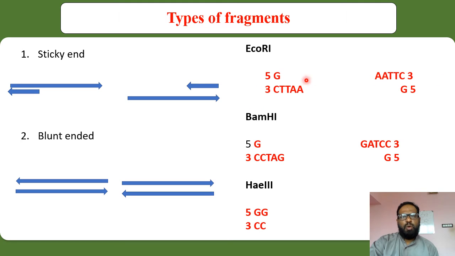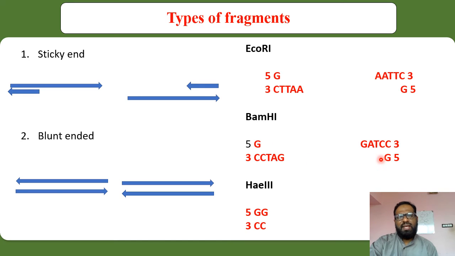If both of them come together, then this A will make a hydrogen bond with this T, and this T will make a hydrogen bond with this A, and you can find that it will again completely seal with each other. In the same way, take the second example, BamH1. Here also you can find another example of sticky ends. Both of these examples are examples of sticky ends, where staggered ends are created in the fragment.